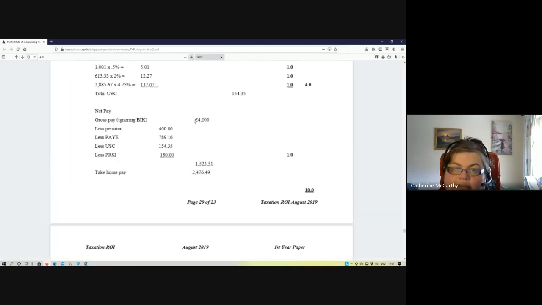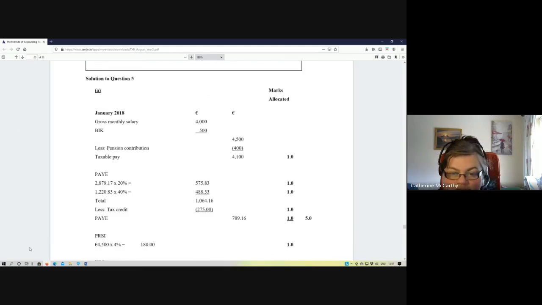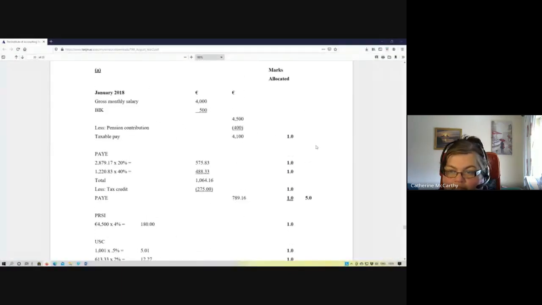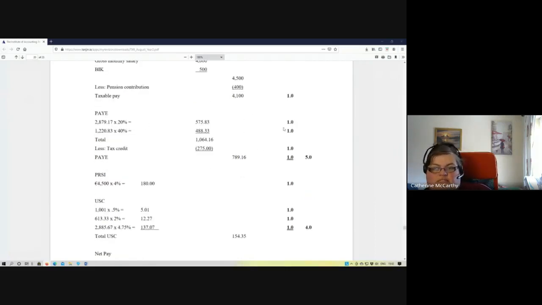All I want to show you is the marking scheme, because the figures now are obviously different, as there were different rates of USC and a higher rate there. But just to show you how it's worked out, we get a mark for our taxable pay. It's probably broken down into adding on the BIK and minusing the pension, maybe half a mark each. Then you get a mark for the 20% band, a mark for the 40% band, a mark for taking off your tax credit, and a mark for taking the 1064 less the 275 to bring that down.